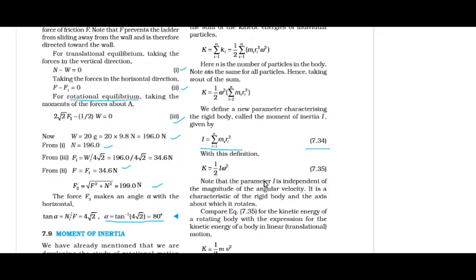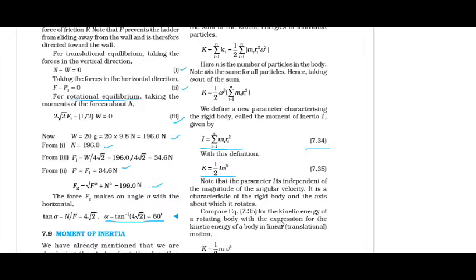With this definition, we can write K is equal to half I omega square. If we put the sum of mi ri square as I, then it becomes half I omega square. So kinetic energy is equal to half I omega square. Note that the parameter I is independent of the magnitude of angular velocity. It is the characteristic of a rigid body and the axis about which it rotates.